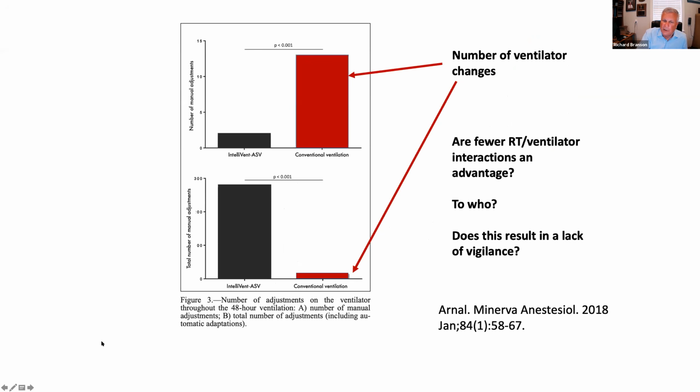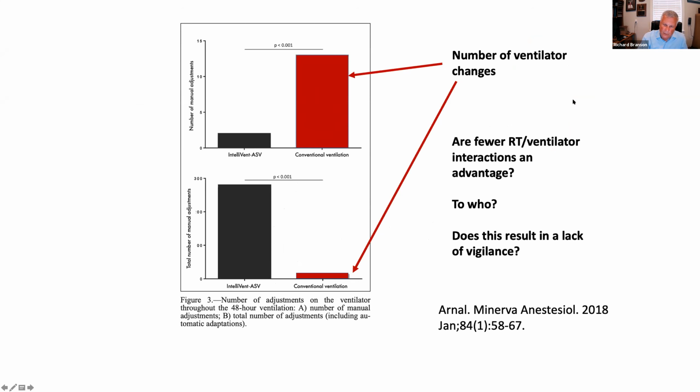One of the other things that gets talked about a lot with closed loop ventilation is, oh, the caregivers don't have to mess with the ventilator as much. They don't have to make as many ventilator changes. And this is another paper by Arnau that was published in the Italian Anesthesiology Journal. And they're looking at number of ventilator changes with Intellivent versus the number of manual adjustments. And you can see huge differences.